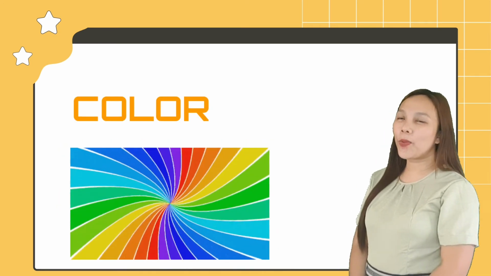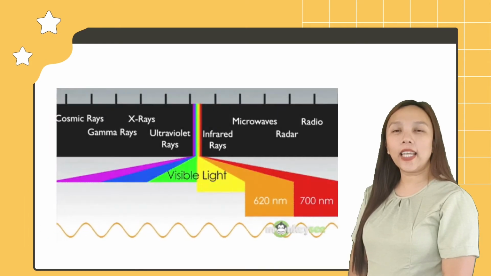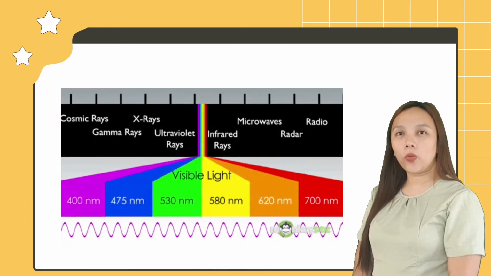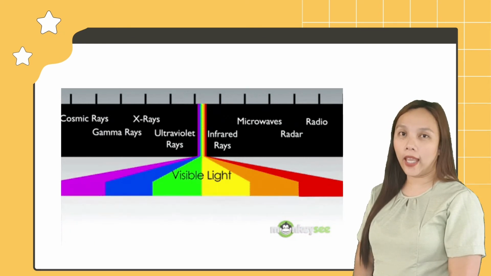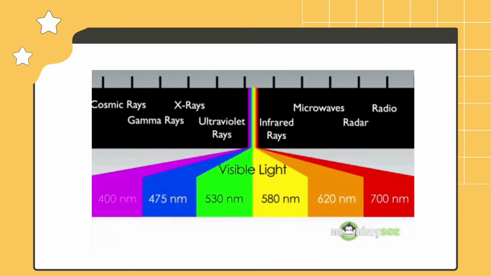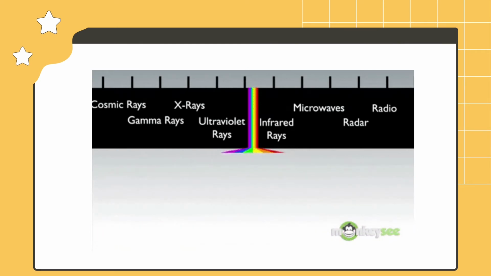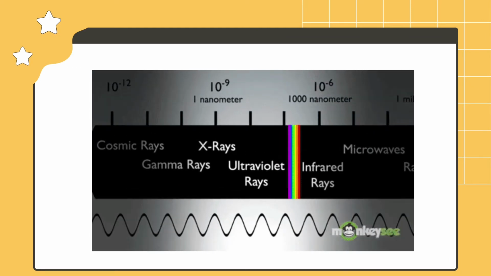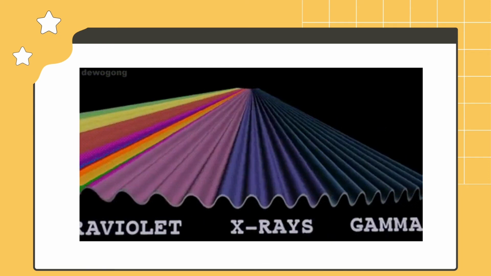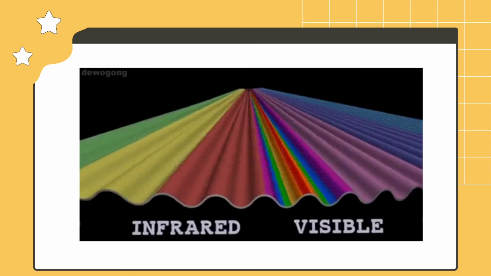Color is also one of the important characteristics of light. In electromagnetic waves, visible light is the only electromagnetic wave that can be seen with the human eye. The component colors of visible light, also known as white light, can be seen in the visible spectrum. The color of the light depends on the frequency or wavelength of the radiation that reaches the eye.